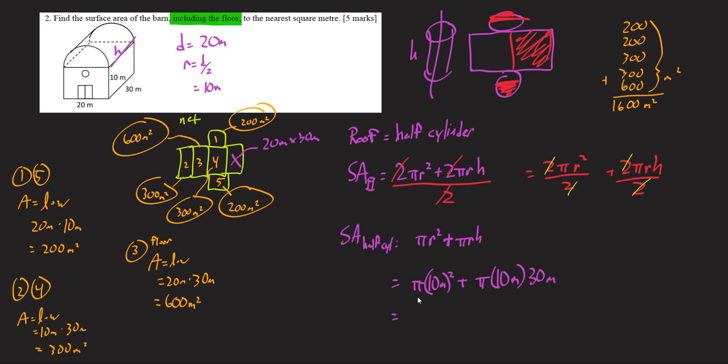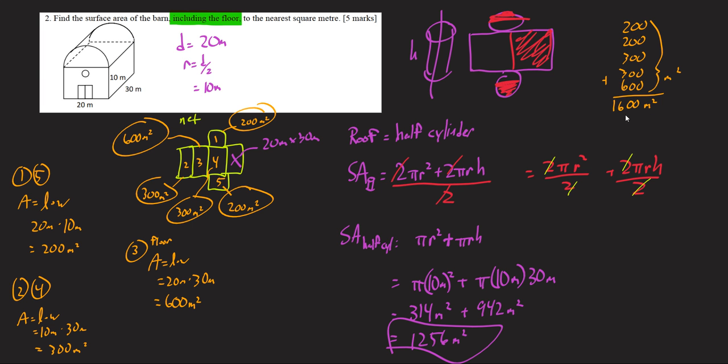Now, if we do this, 10 squared is 100, multiplied by 3.14, I'm going to use 3.14. It's going to be 314. And for the second term, 30 times 10 is 300, and I'm going to use 3.14 again. So I get 942. So 314 plus 942 is 1,256 square meters. This is the area of this thing here, including the front bit there and the back bit there.